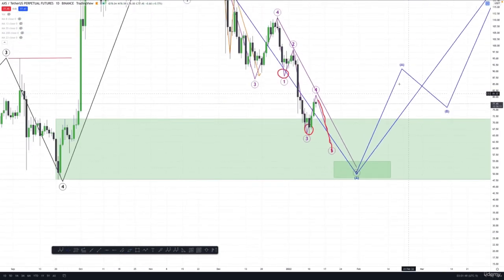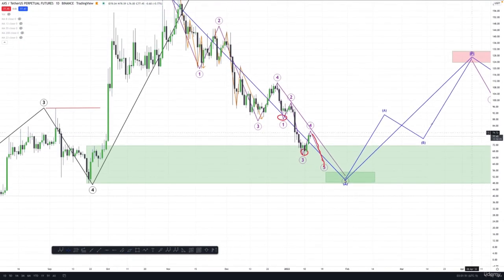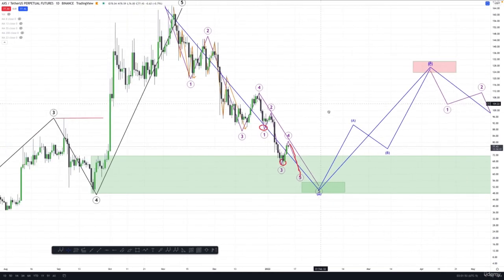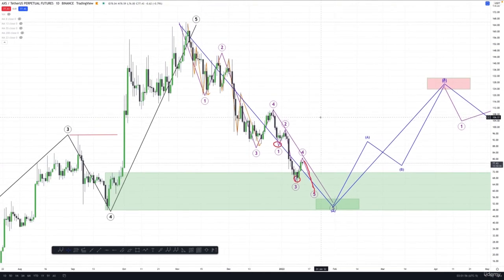So I hope this makes sense, and in the next lecture, that will be a bonus lecture, I will explain to you how I draw targets using my Fibonacci extension. So let's move on to the next lecture and discuss the Fibonacci tool.